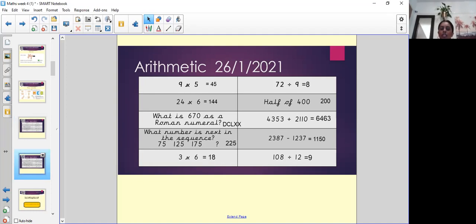Okay, great. So let's have a look at the answers for your arithmetic. Number 1 was 45. Number 2 is 144. Number 3 as a Roman numeral is DCLXX. Number 4, 225. Number 5 equals 18. Number 6 equals 8. Number 7 equals 200. Number 8 equals 6,463. Number 9 equals 1,150. And number 10 equals 9.